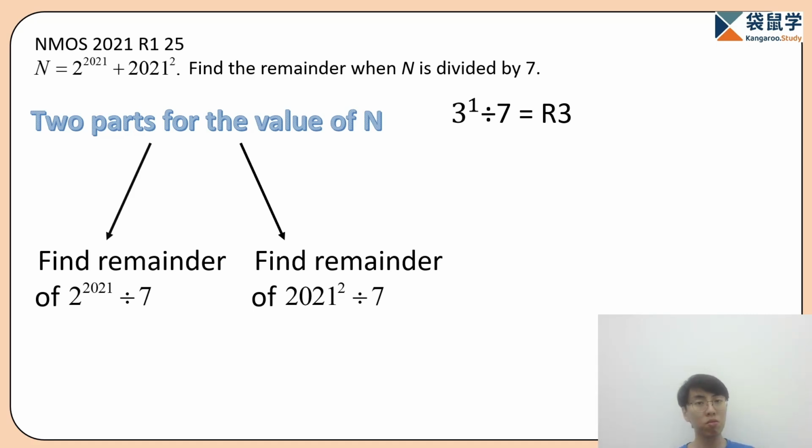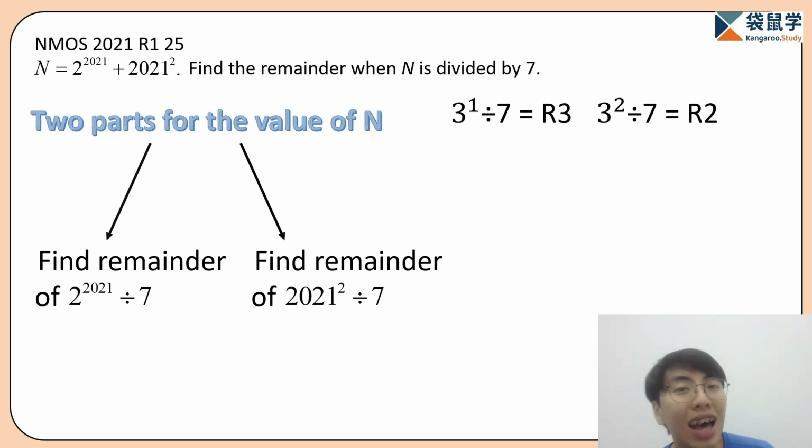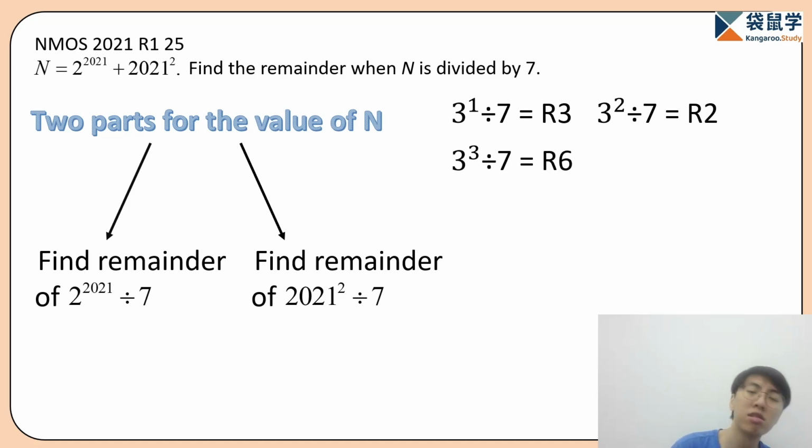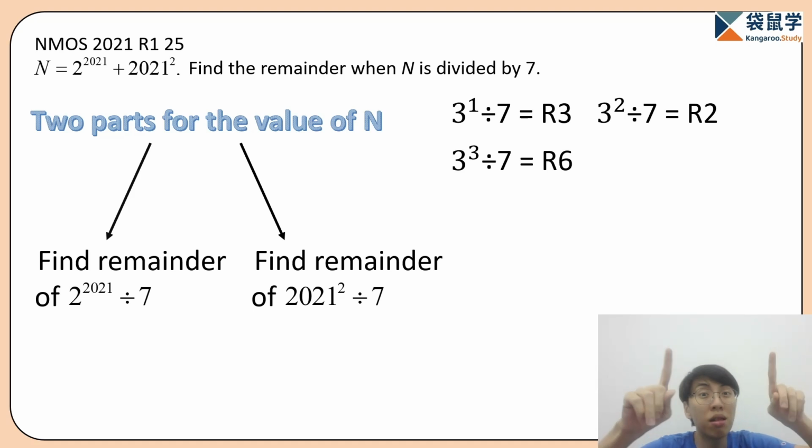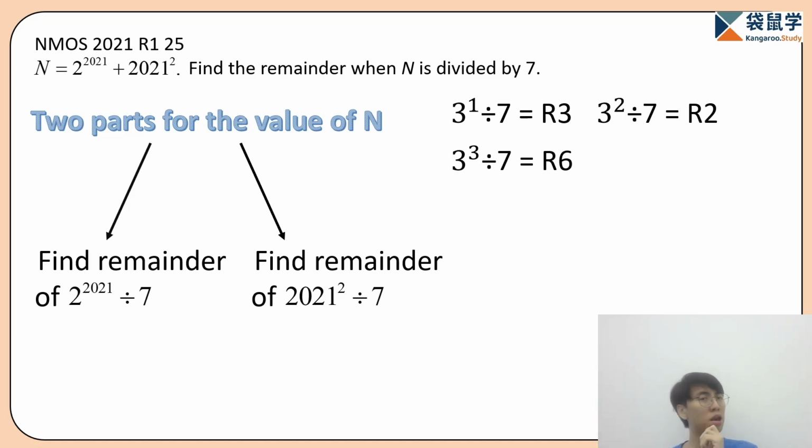Just 3. What if it is 3 to the power of 2? 9 divided by 7, remainder 2. What about 3 to the power of 3? 27 divided by 7, what do we get? Remainder of 6. Now we see the numbers get larger and larger. Can we still calculate them one by one? Maybe not. Then how else can we calculate the answer?